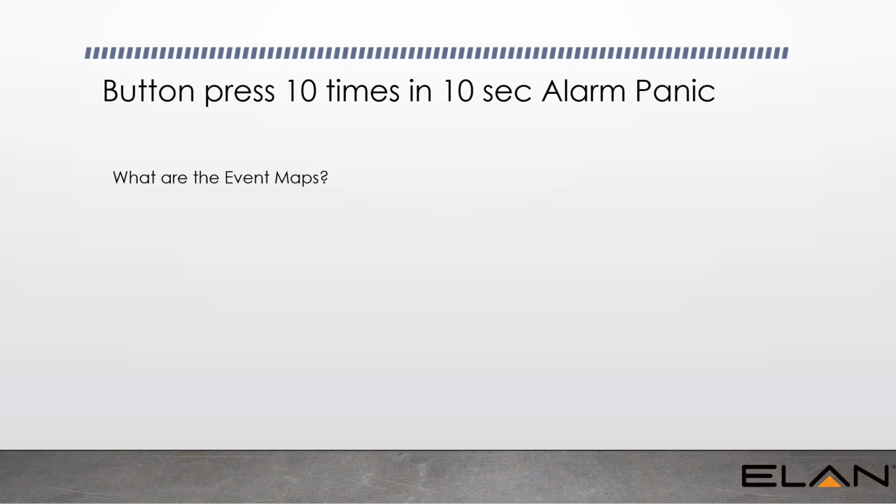Well, we're going to use a KP7 button that when it's hit 10 times within 10 seconds, it sends that panic command. As long as you hit it 10 times, it doesn't matter if you hit it 11, 20, 30 times in 10 seconds, it will send the panic. So let's look at the first event map here. Button press and variable equals 0. Set variable to 1 and start a run once timer for 10 seconds.